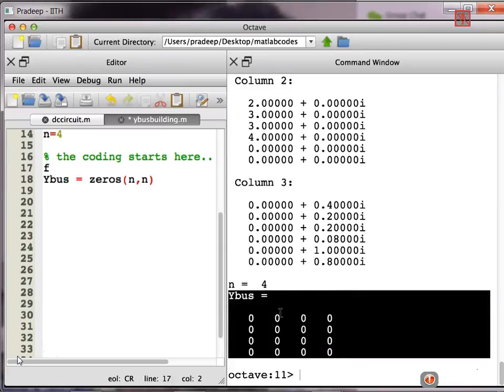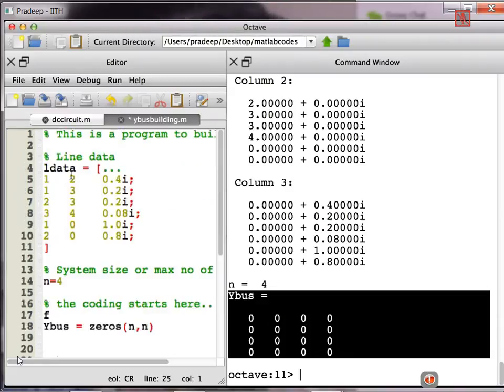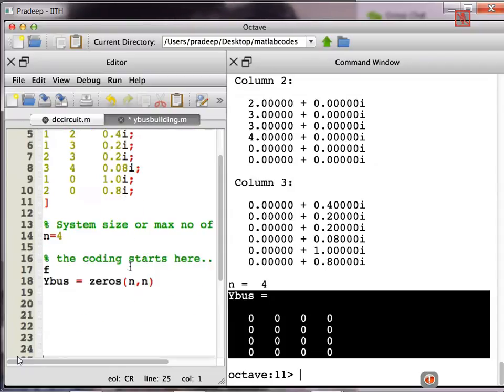Okay. So now I want to calculate the off diagonal elements. So how I'll do it? So simply I'll run a for loop for this line data and then 1 comma 2 I'll add 1 by j 0.4. Similarly 1 comma 3 1 by j 0.2. 2 comma 3 I will add this value. So like this each element I will just simply add it to the Y bus.